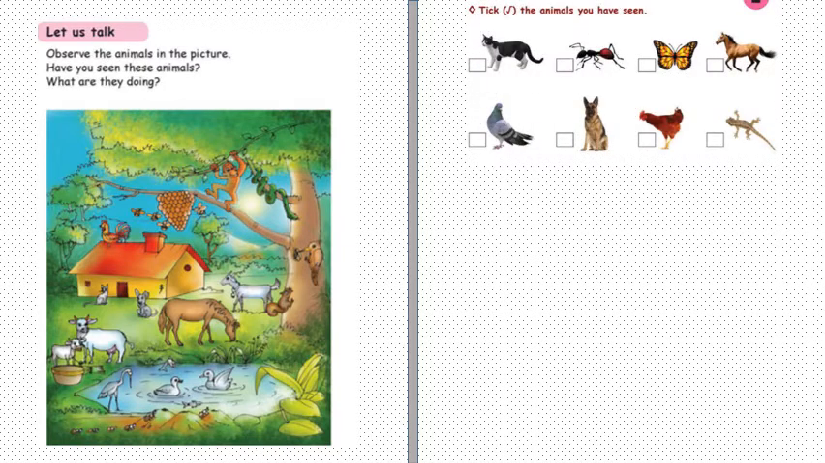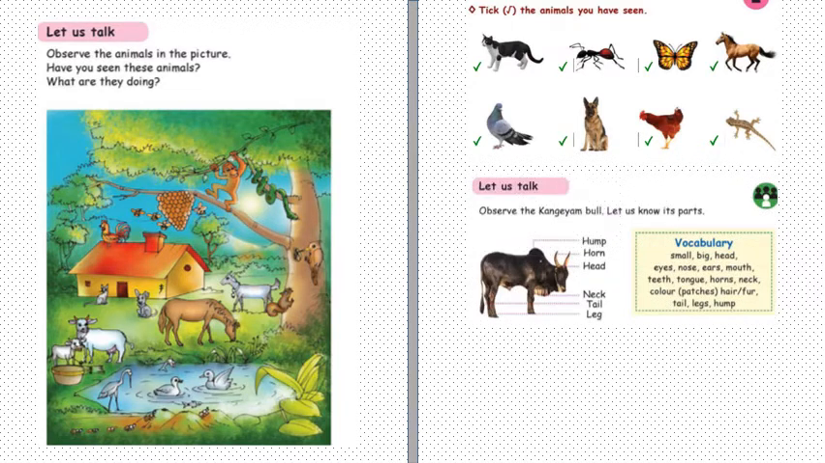Now here we have ticked the animals you have seen. I have ticked all of them because I have seen all of these: cat, ant, butterfly, horse, dove or pigeon, dog, rooster, or it's a hen, and a lizard. So you need to check out how many animals your child knows.